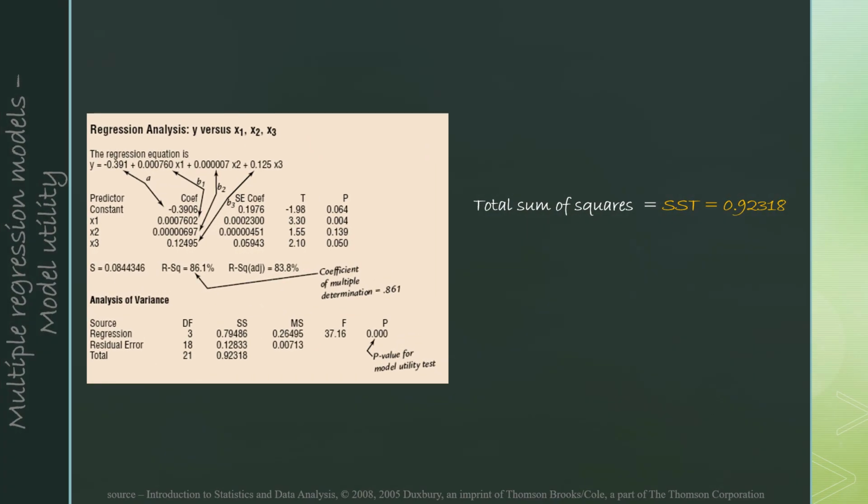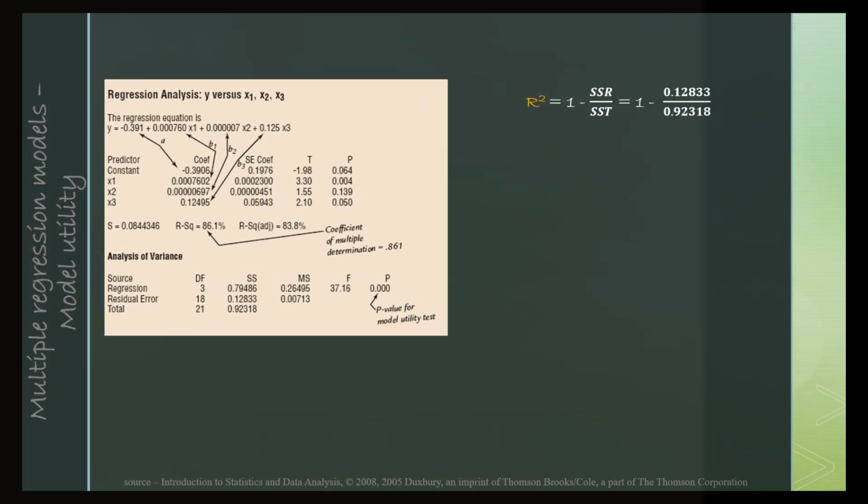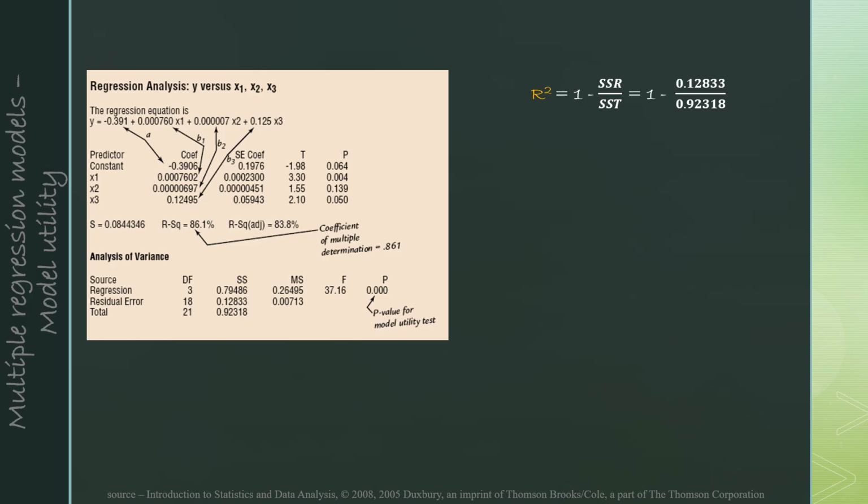Total sum of squares SST equals 0.92318. Number of degrees of freedom DF associated with SST equals 21, which is sample size minus 1. 1 stands for the mean, equals 22 minus 1 equals 21. R square equals 1 minus SSR divided by SST, which equals 1 minus 0.12833 divided by 0.92318 equals 1 minus 0.139, which equals 0.861.